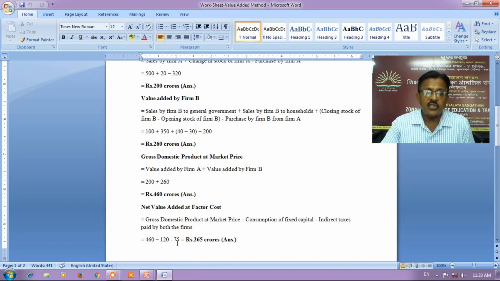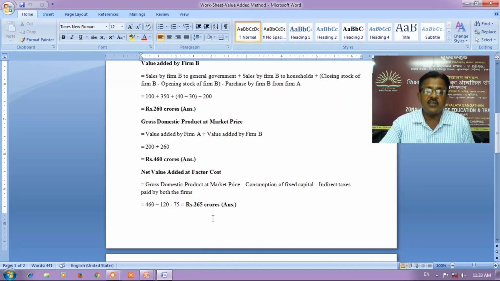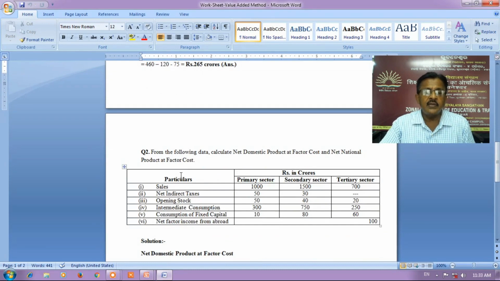So minus 75 rupees, 265 crores is the net value added at factor cost. That is NDP at factor cost also we can say. Then the worksheet number 2, that is question number 2 in this worksheet number 1. From the following data, calculate net domestic product at factor cost and net national product at factor cost.